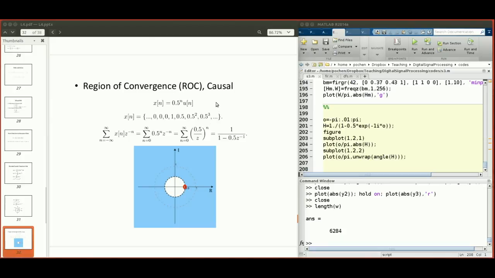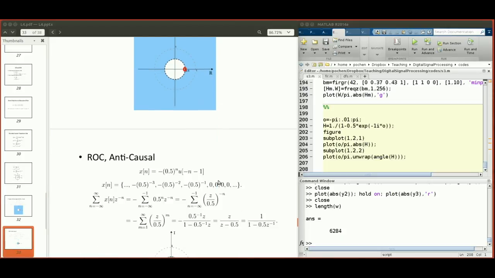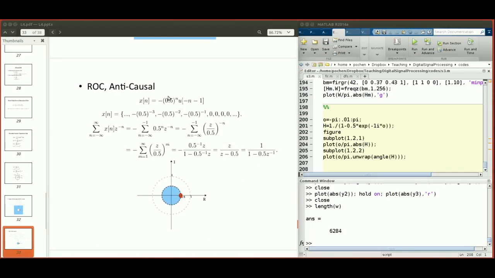The region of convergence for a causal signal or causal transfer function is going to look like that. The region of convergence contains infinity, so it's pointing outward. And the region of convergence is bounded by the pole with the largest radius, basically. And then we talked about this particular example that's anti-causal.